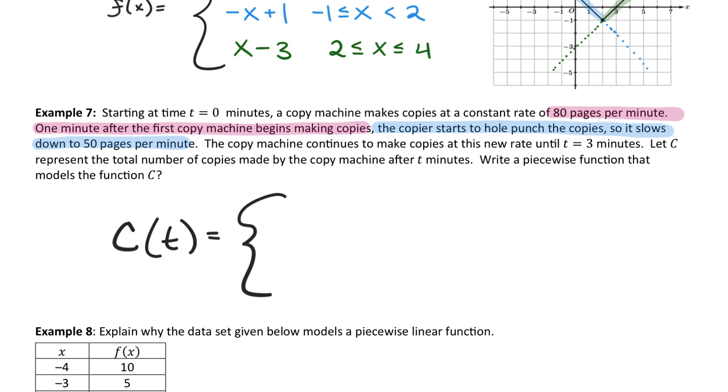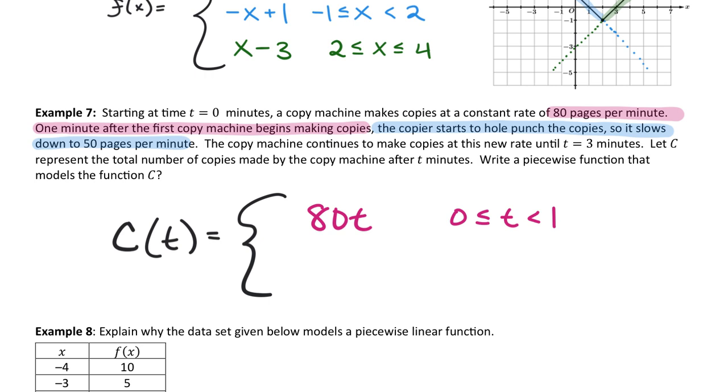The first scenario is 80 pages per minute. How do you write an equation that says we're spitting out 80 pages per minute? Yes, but we're going to use t's, so it'll be 80t, t for time. Now, this is in control for only the first minute of making copies. So we're going to give it from 0 to 1 as the time where this part is in control. 80 pages per minute.